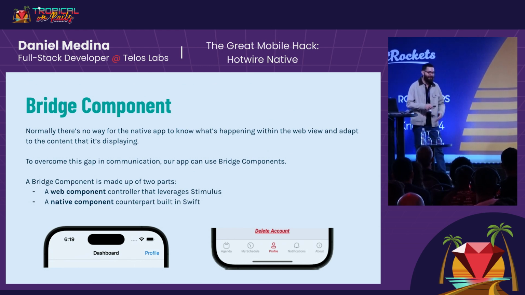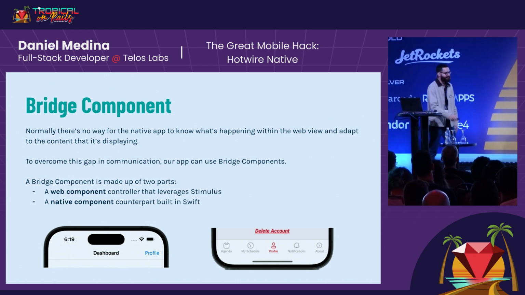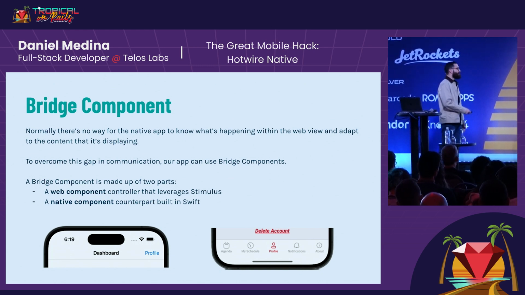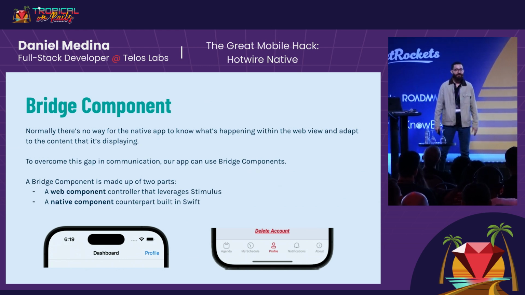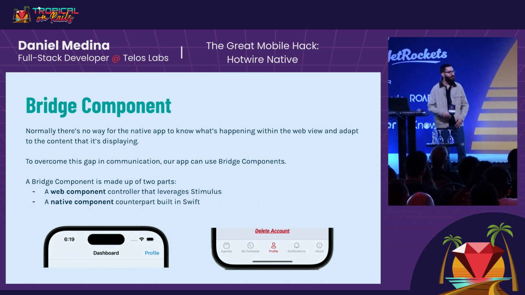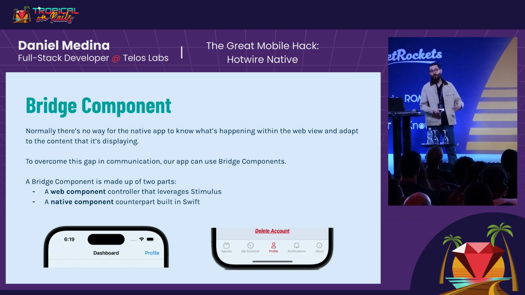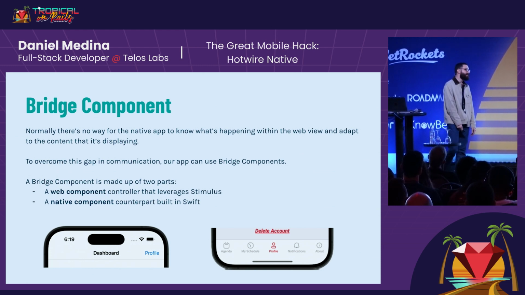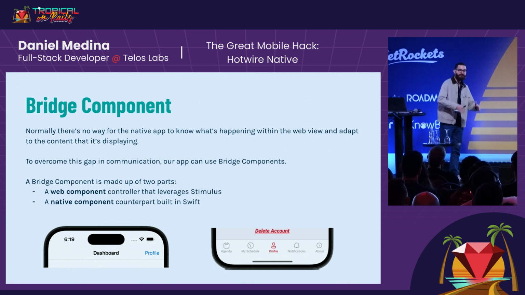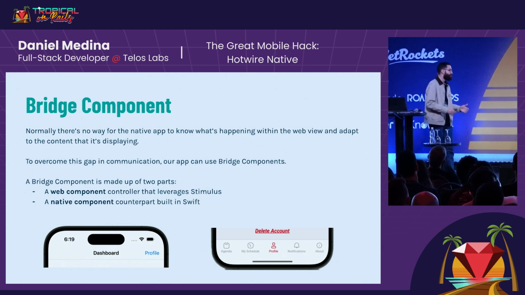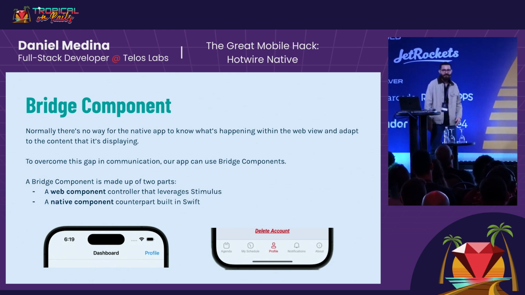As we go, we're going to go deeper into harder territory, but it's not that hard. Normally, there is no way for the native app to actually know what's going on in the web view. It doesn't have the context. But to overcome this gap in communication, we can use something called a bridge component. A bridge component basically lets you communicate between your native app and your web content, and that's pretty amazing when I realized about this. Every bridge component is basically made up of two parts. We have to remember this, two parts, a web component and a native component.